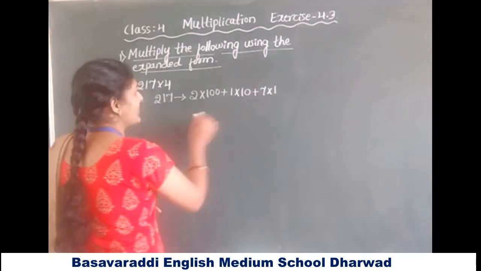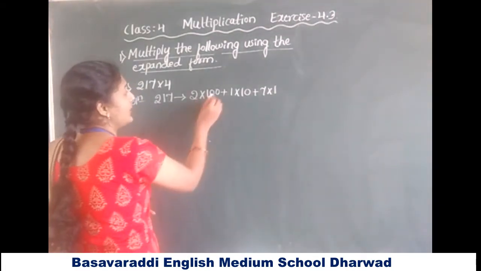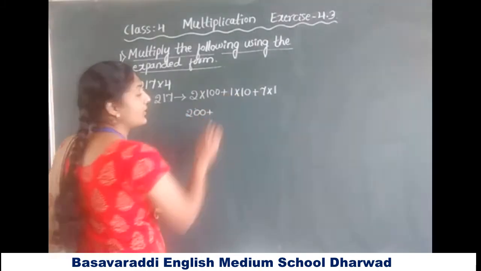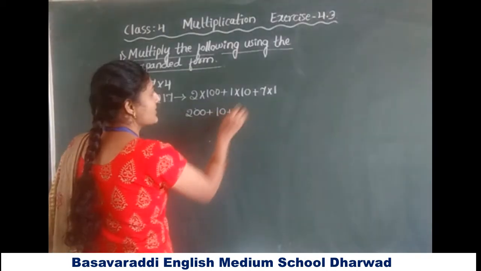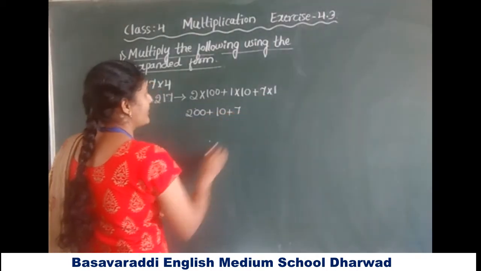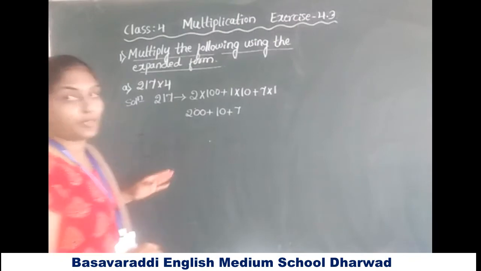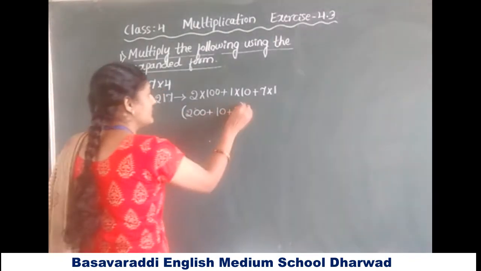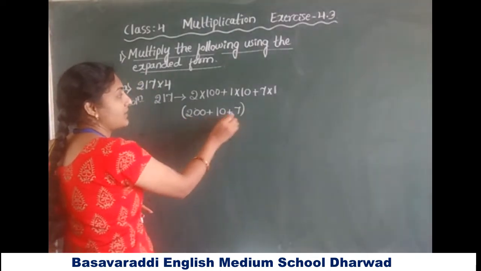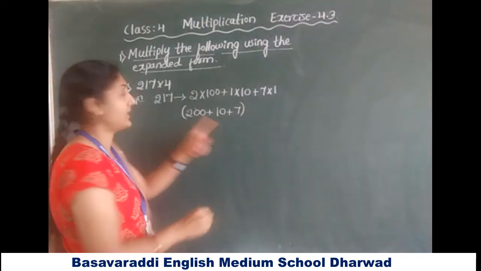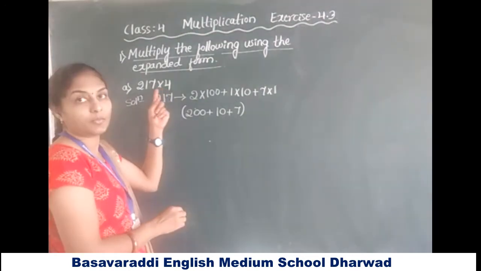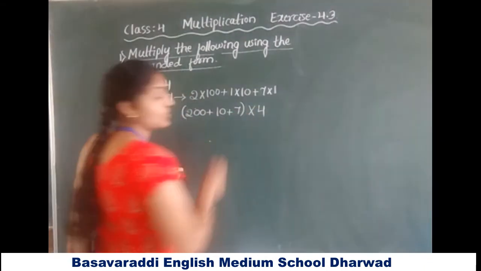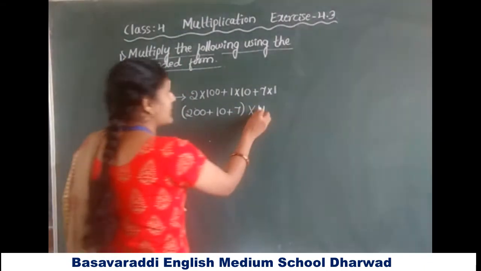Next, what is the next step there? The 2 into 100 is equal to 200, plus 1 into 10 is equal to 10, plus 7 into 1 is equal to 7. Okay, the next step is to write the 4. Yes, write the round bracket. The 200 plus 10 plus 7, the round bracket completed. Next, the 4 is in multiplication form, so write that into 4.